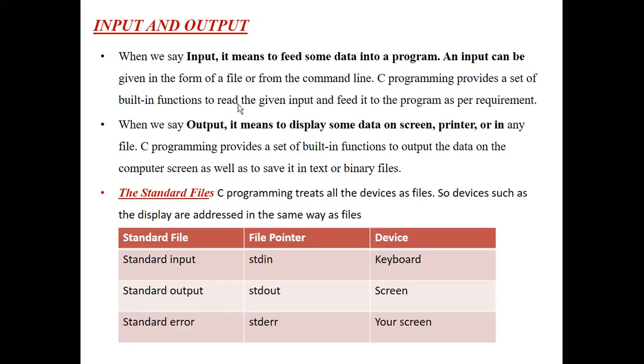Input. What is meant by input? What is meant by output? Input means feeding some data into a program. All the data that we enter from the keyboard is input. The data a user enters from the keyboard is often called input. An input can be given in the form of a file or from the command line.